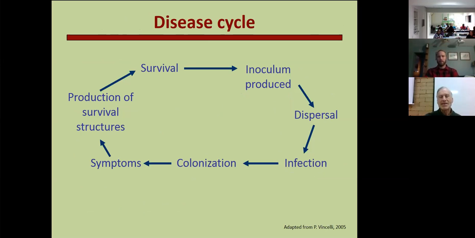So this is the disease cycle. This is how diseases come about, how they get to where they are. So let's start out with some survival structure. For a nematode, it would be an egg. The nematode lays the eggs in the soil, and that's how it survives until the next time it attacks a plant.